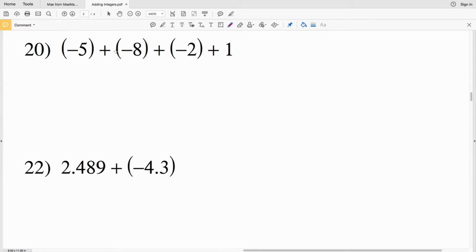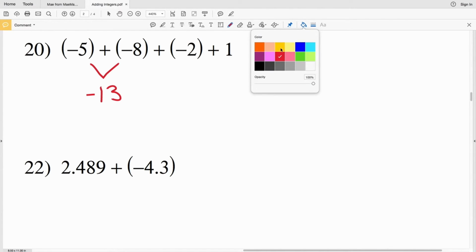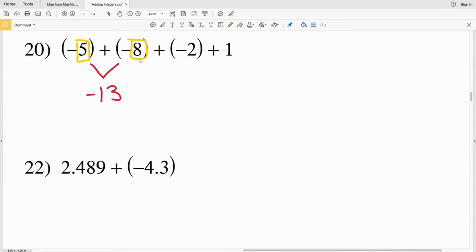And finally, on to number 20, which will be the last problem we'll complete in this video. Negative 5 plus a negative 8. That is going to give us a negative 13. You can also think of this as 5 plus 8, but they're both negative. So 5 plus 8 is 13, but both of them being negative will still remain negative.